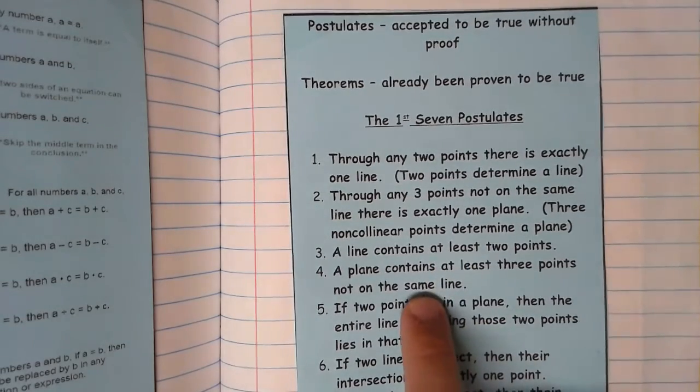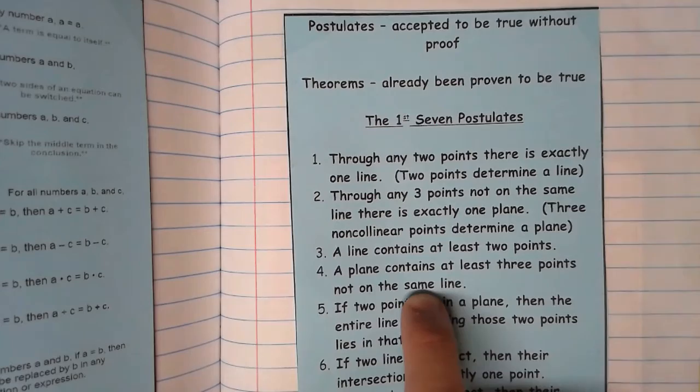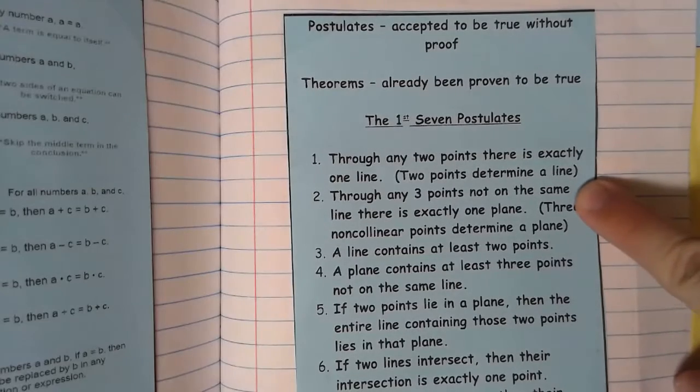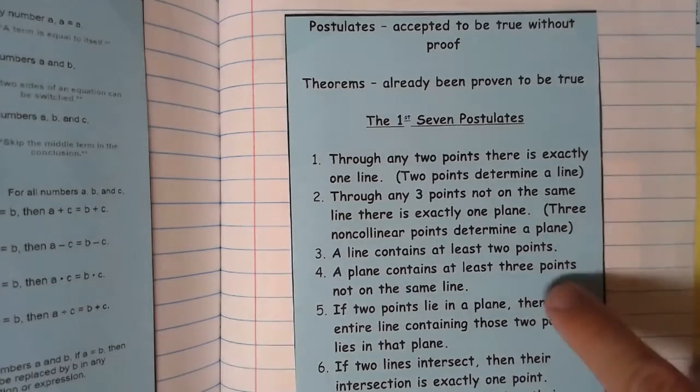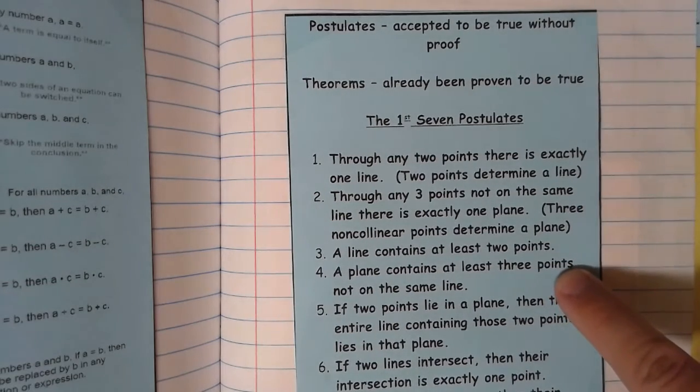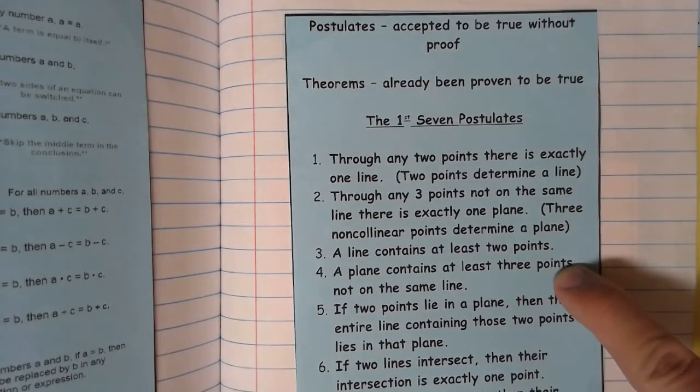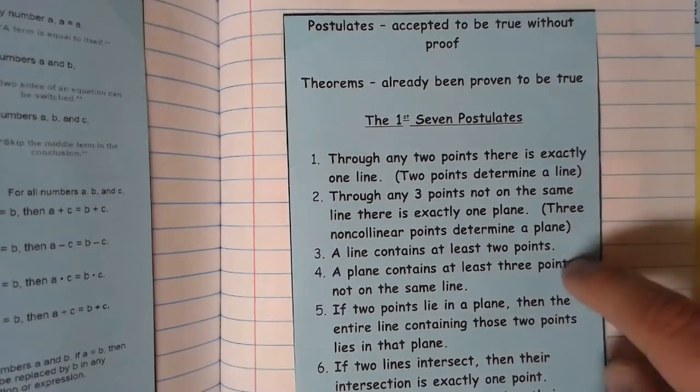Number 4 is related to number 2. So number 4 says a plane contains at least 3 points that are not on the same line. So up here, number 2 told us that if we start with 3 non-collinear points, we can create a plane. And number 4 says that if we start with a plane, then we must have 3 non-collinear points as well. So 1 and 3 and 2 and 4 are related.